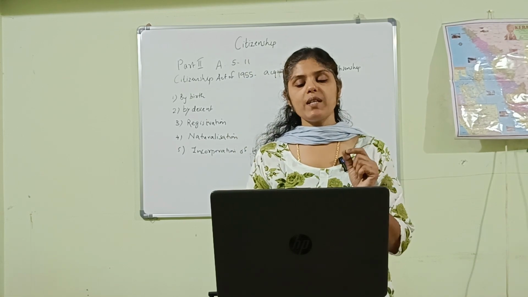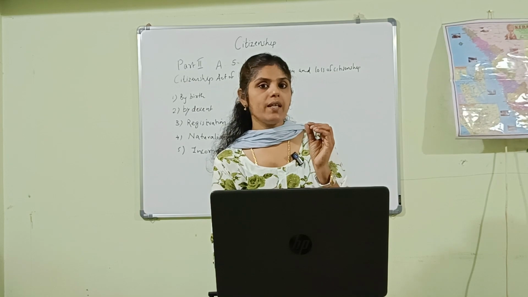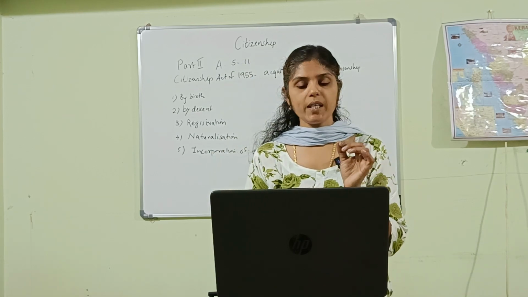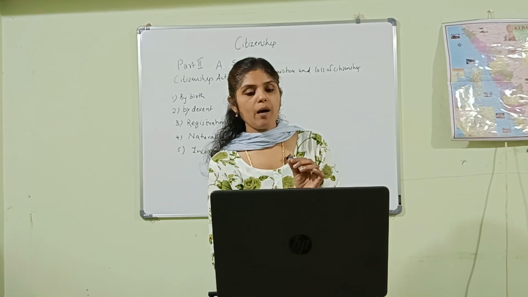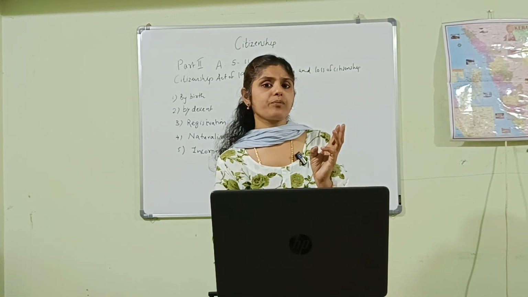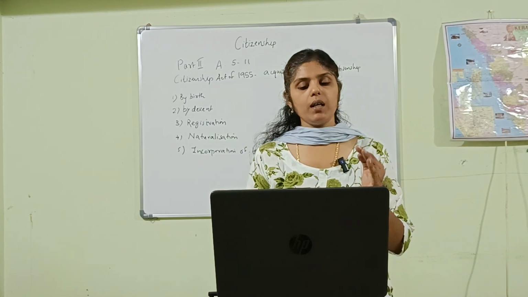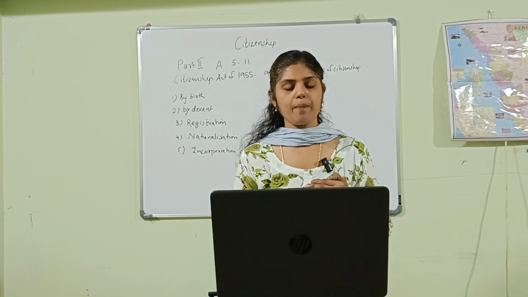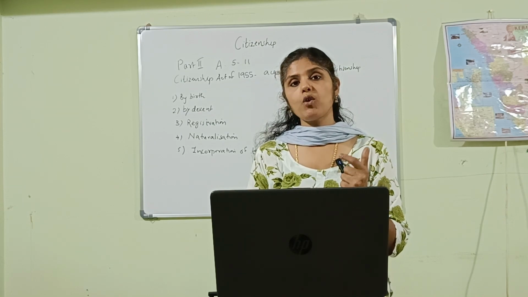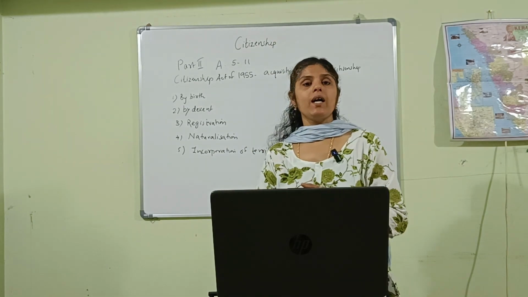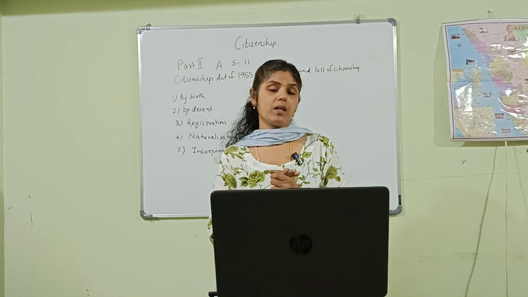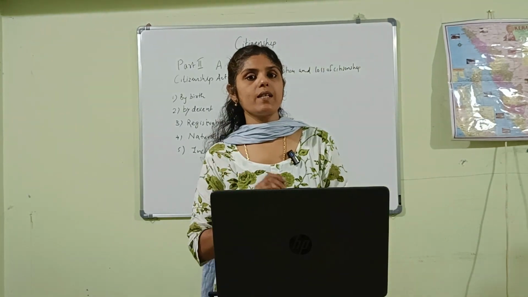So these are the ways a citizen acquires Indian citizenship as per the Citizenship Act of 1955. As per the Citizenship Act of 1955, a person acquires Indian citizenship by means of birth, by means of descent, by means of registration, by means of naturalization, as well as by means of incorporation of territories. These are the means of acquiring Indian citizenship under the Citizenship Act of 1955. We have studied how a citizen can acquire Indian citizenship.